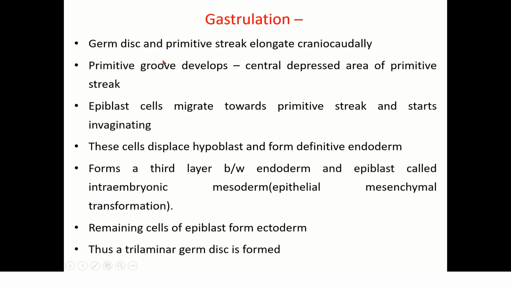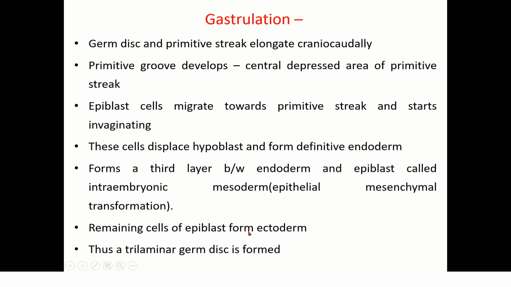Gastrulation. The germ disc and primitive streak elongate cranio-caudally. The primitive groove develops, the central depressed area of the primitive streak. Epiblast cells migrate towards the primitive streak and start invaginating. These cells displace the hypoblast and form the definitive endoderm. So that means from the epiblast, a few cells go to the hypoblast, displace the hypoblast cells and form the endoderm. After that, the migrating cells from the epiblast form the third layer between the endoderm and the epiblast, called intraembryonic mesoderm, by epithelial mesenchymal transformation. And the remaining cells of the epiblast form the ectoderm.